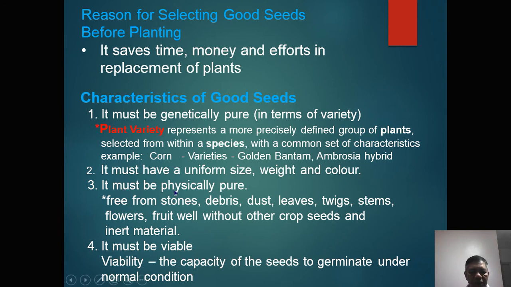Then we have, it must be physically pure. When we are talking about physically pure, it must be free from stones, debris, dust, leaves, twigs, stems, flowers, fruit, without other crop seeds and inert material. So there is no mixture of dirt, in short. By the way, this is very common in large scale production.